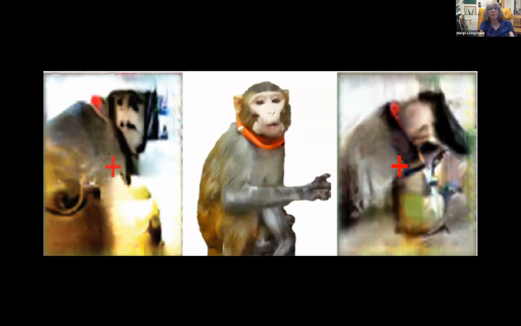Everybody in the lab, when they looked at these evolutions, said, "That's Anthony." Anthony is the monkey who lives across the room from the monkey we were recording from. Note the red collar.